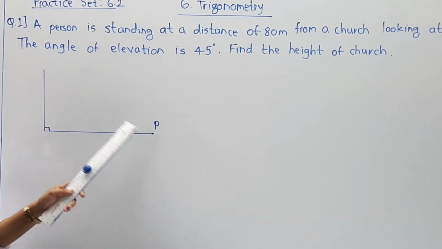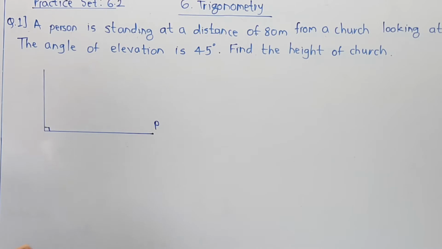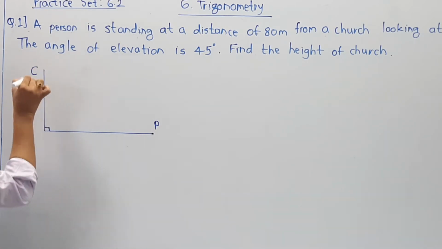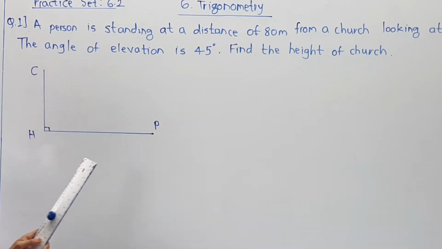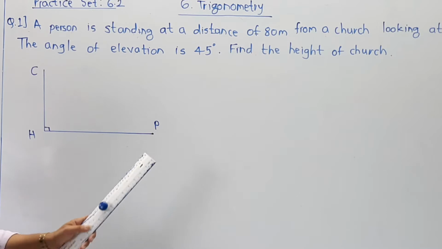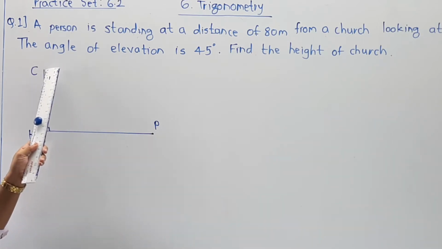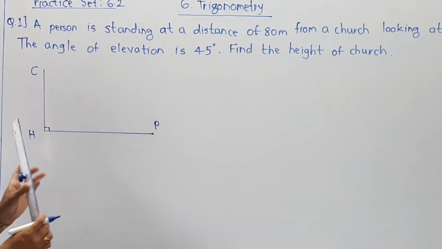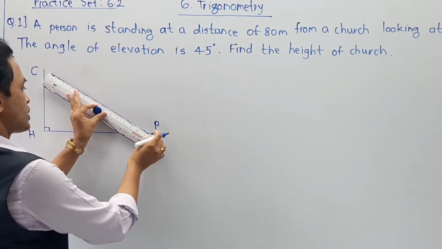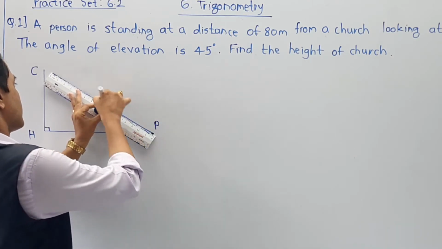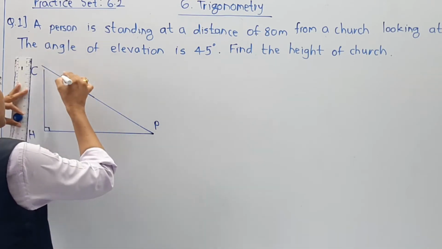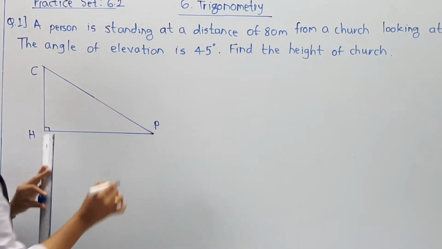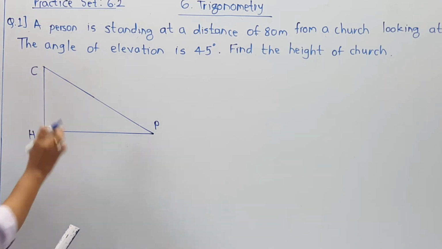Next, looking at the top of the church. So for the church, I am going to use the word CH. So remember, I have not identified any new word. For church I have given CH and for person P. Now this person is watching the top of the church. So this person is observing the top of the church. And in this way your structure is ready.